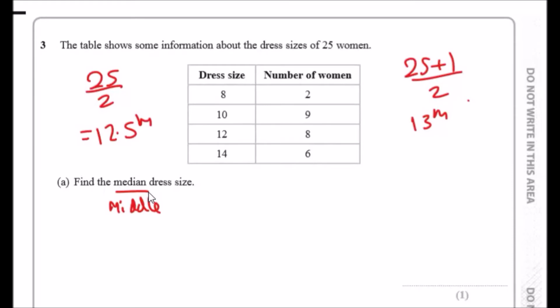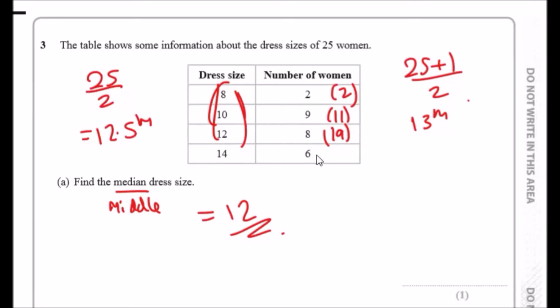So in order to get this, you literally just put these numbers in ascending order, count them up, and see where the 13th woman would lie. So let's put this in order. From dress size 8, we have a total of 2 women. Up to dress size 10, we have a total of 2 plus 9, so 11 women accounted for. For the next set, up to 12, we have 2 plus 9 plus 8 women, so 11 plus 8, 19 women. So this must mean that the 13th woman must lie in this group, because this group accounts for the 12th to the 19th woman. So we can say that the median dress size is 12. It's easy. You also do the same method for quartiles, yeah?